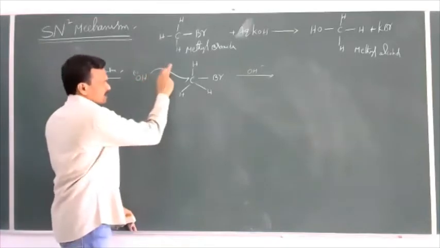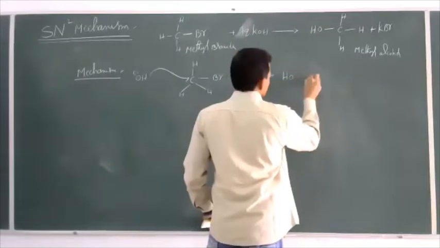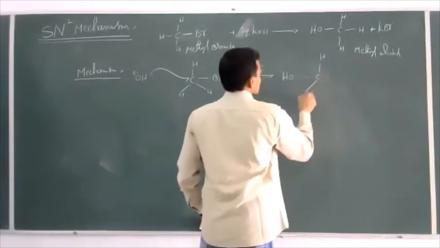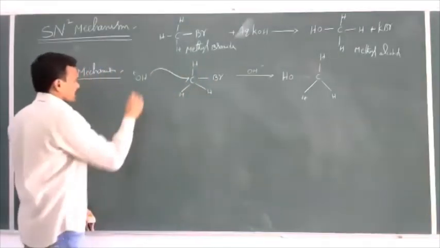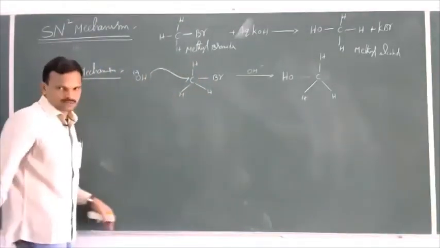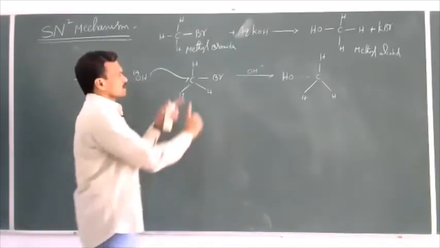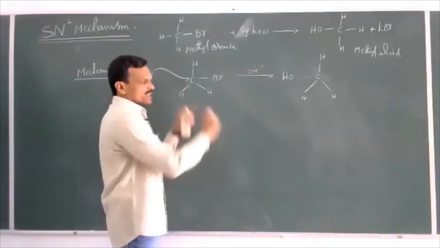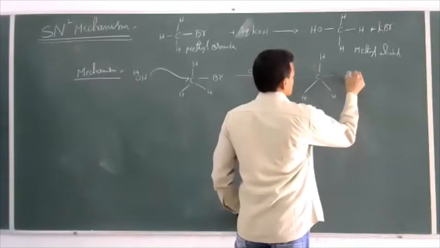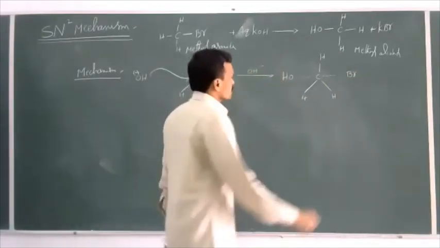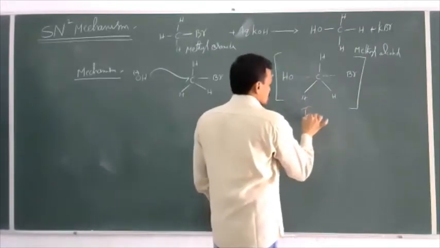Whenever it attacks from the rear side, it first forms a partial bond with carbon by partially donating its lone pair of electrons. Whenever the partial bond is formed between carbon and oxygen, the bond between carbon and bromine breaks partially. Here partial breaking of the bond takes place. As a result, we get a transition state.